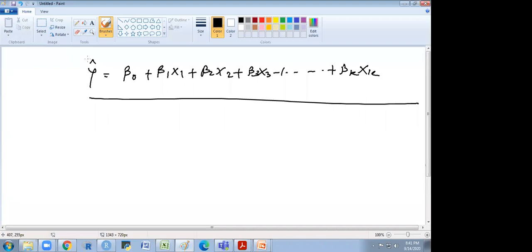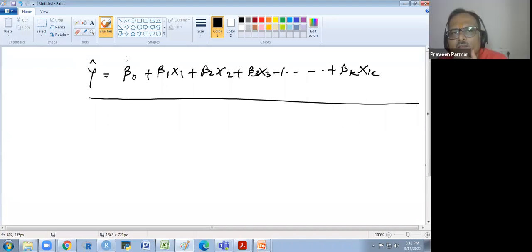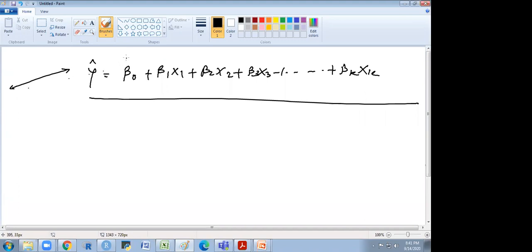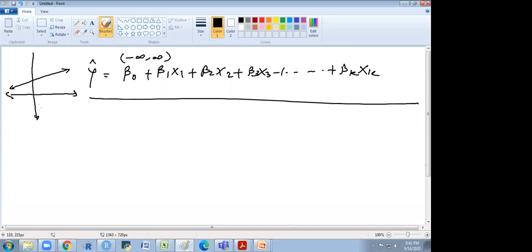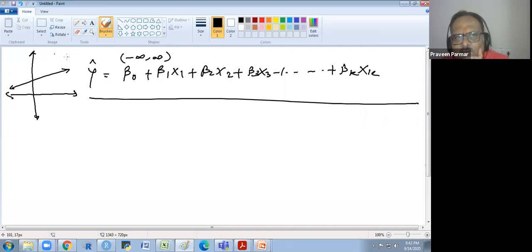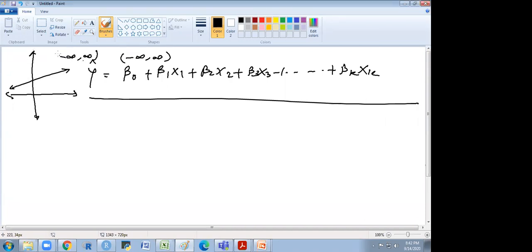Here you see what we are getting. In the linear equation, a line is infinite or not? The line is infinite. So the domain of the line would be minus infinity to infinity. The x values will be minus infinity to plus infinity, and the y value is also minus infinity to infinity, which means the range is also minus infinity to infinity. Does that make sense to you?